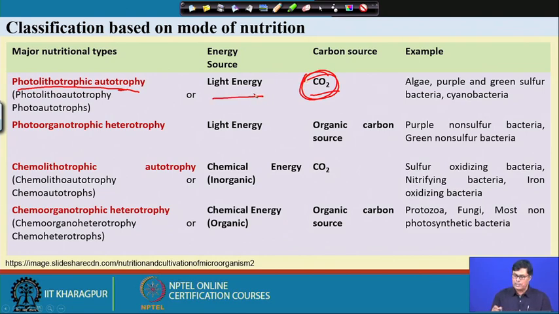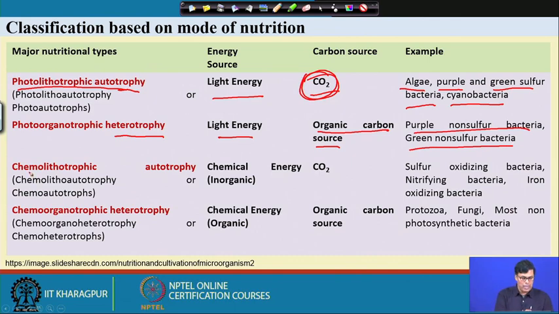They use light energy, and the examples are algae, purple and green sulfur bacteria, and cyanobacteria. Then photoorganotrophic heterotrophs also use light energy, but they use an organic carbon source. Examples are purple non-sulfur bacteria and green non-sulfur bacteria. Then we have chemolithotrophic organisms. These are autotrophs that use inorganic chemicals mostly as the energy source, and then they fix the carbon dioxide. Examples are sulfur oxidizing bacteria, nitrifying bacteria and iron oxidizing bacteria.